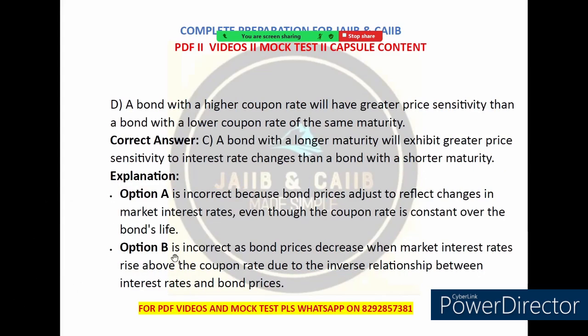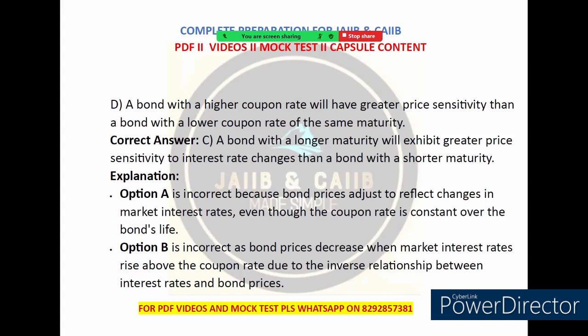Option D says that a bond with a higher coupon rate will have greater price sensitivity than a bond with a lower coupon rate. This is incorrect, because lower coupon bonds have greater price sensitivity to interest rate change as compared to higher coupon bonds, given the same maturity.